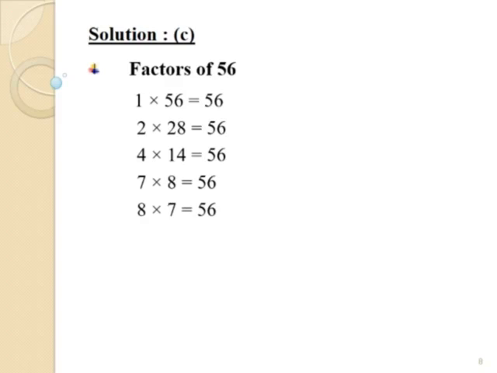Students, now we have to stop writing the factors as we got the repeated factors. They are 7 eights are 56 and 8 sevens are 56. Thus, factors of 56 are 1, 2, 4, 7, 8, 14, 28 and 56.